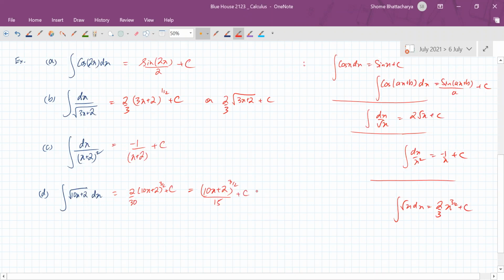So this can, for example, be simplified further also. It can be written as 10x plus 2 into 10x plus 2 to the power half. Can be written like this, or like this, or like this, or like this. They're all okay.